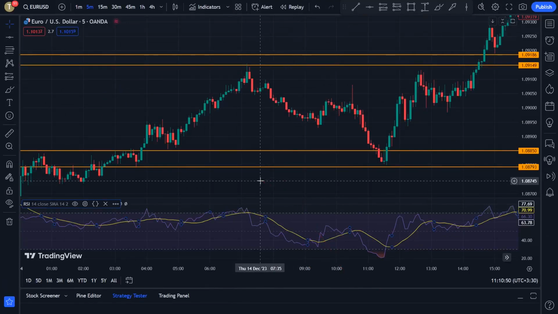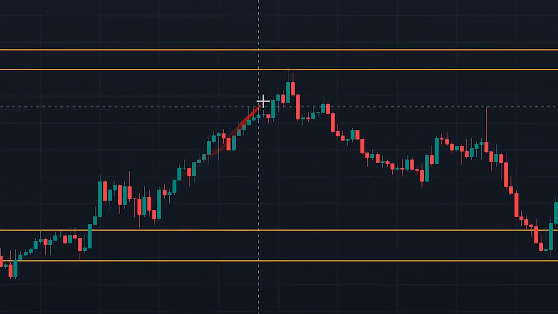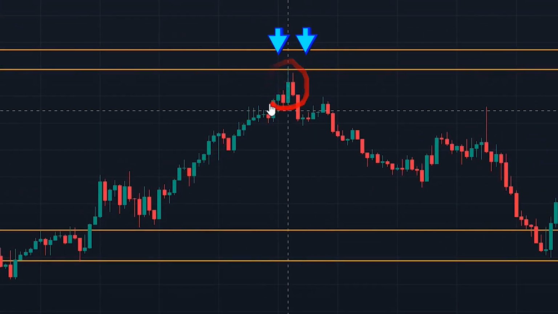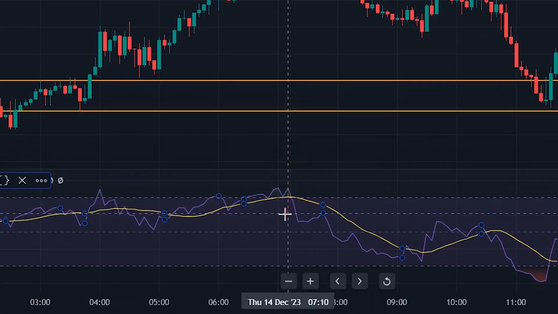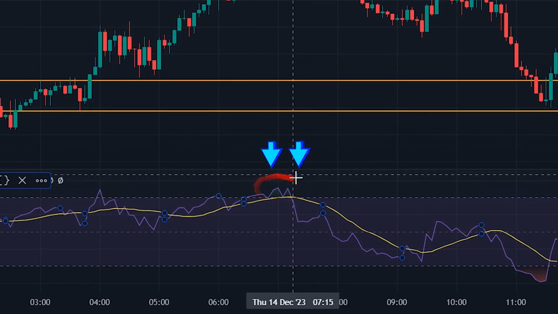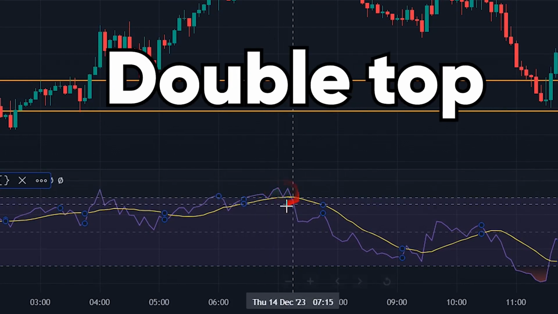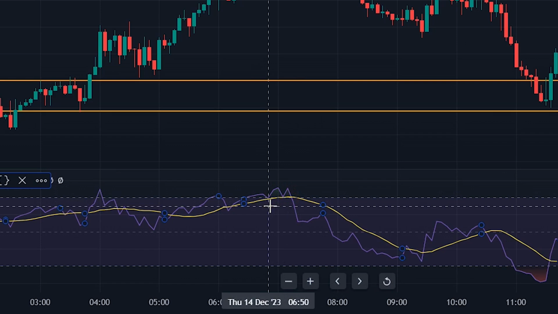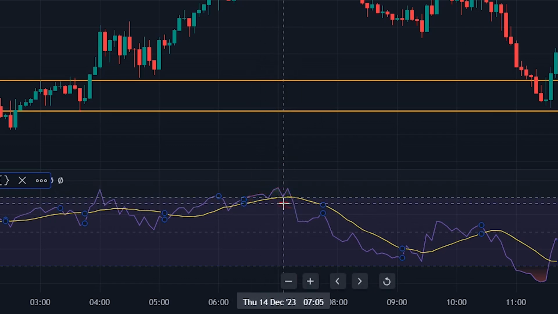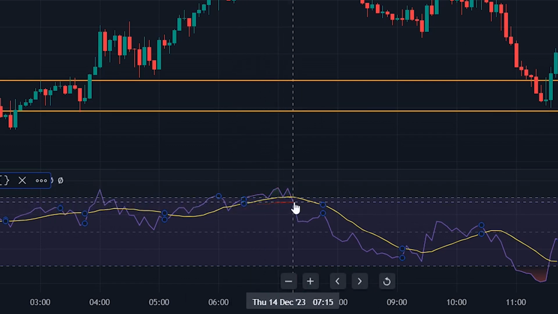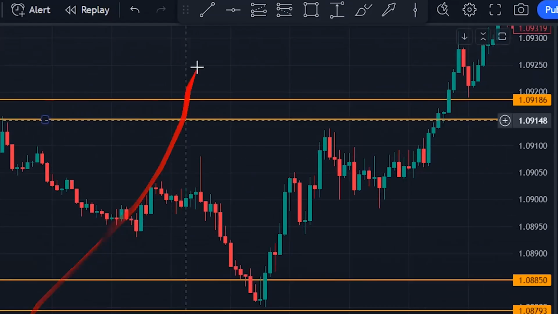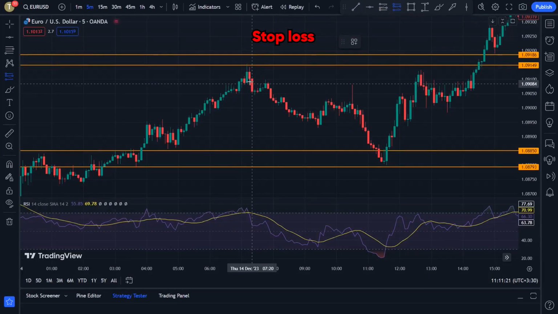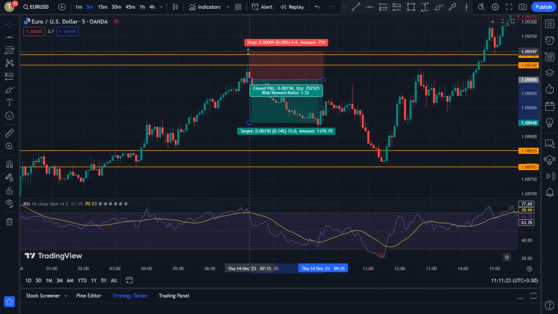In this strategy, after drawing these levels, you have to wait for the price candles to reach one of these levels. As you can see here, the candles have touched the resistance level, and now we have to go to the RSI and see if we can see the M pattern or double top on the RSI or not. If we see it, like here, it's enough for the RSI to cross down the yellow moving average line. In this case, we enter the trade, set the stop loss above the resistance level, and set the take profit to the next support level.